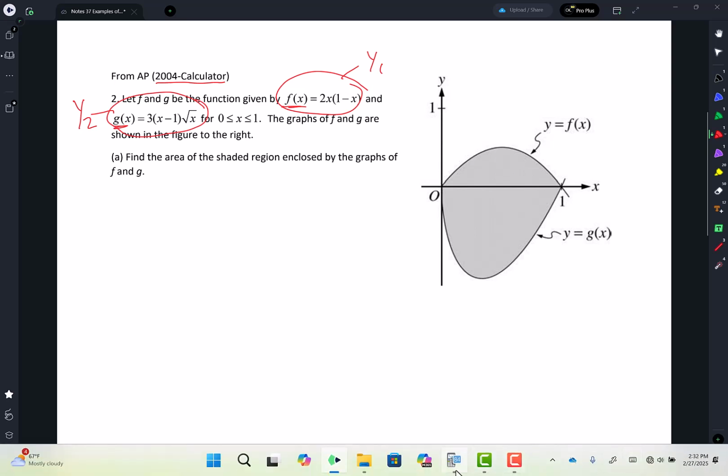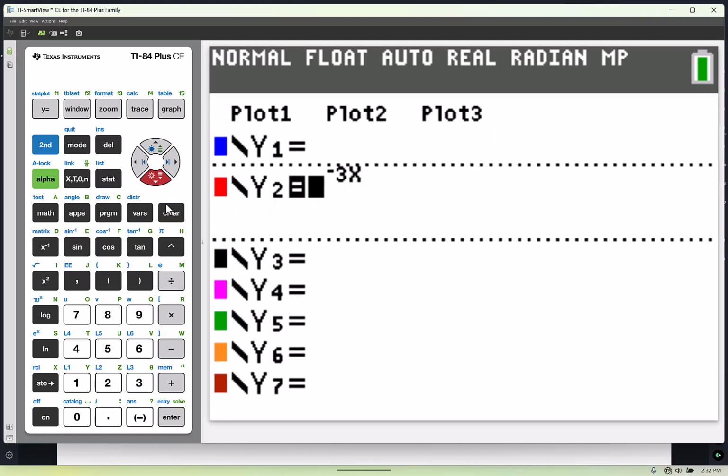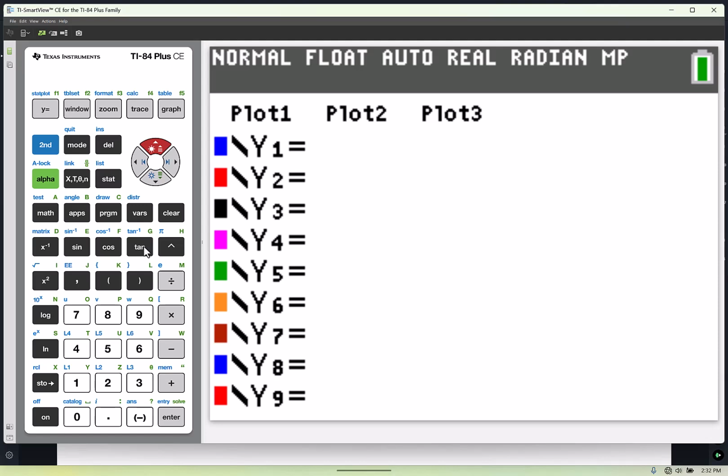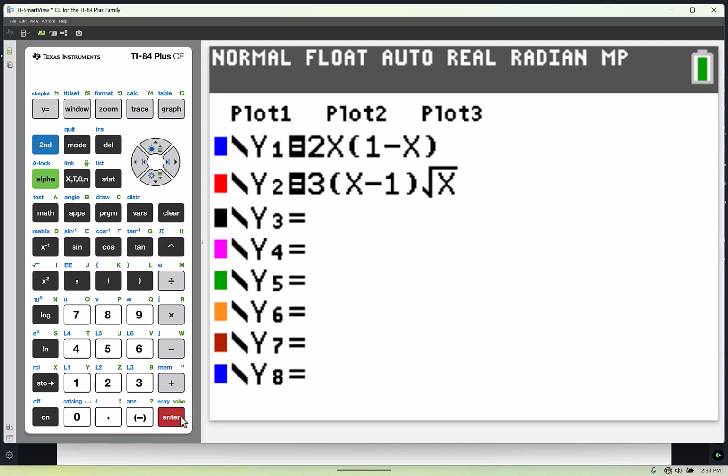So I'm going to go to my calculator, and I'm going to type y equals, and I'm going to type... can you hook me up with the f? I already forgot it. 2x, open, 1 minus x, close. That's it. Okay, what was g of x? 3, x minus 1, close, square root of x. Okay, there it is. There's y1 and y2.